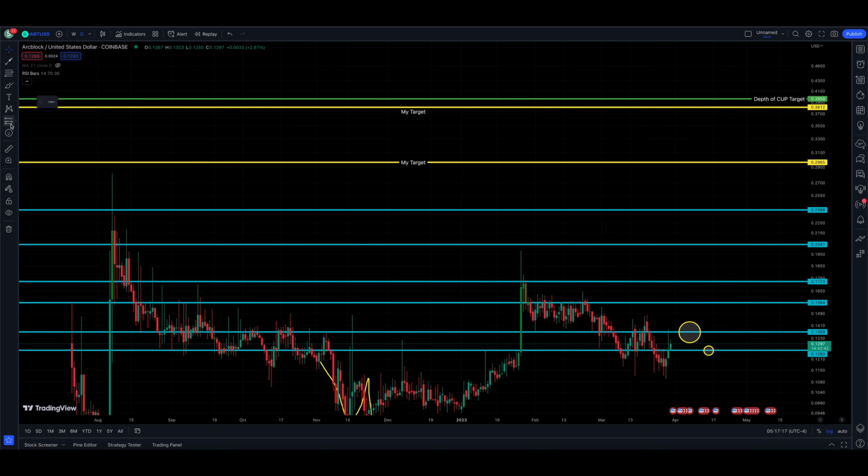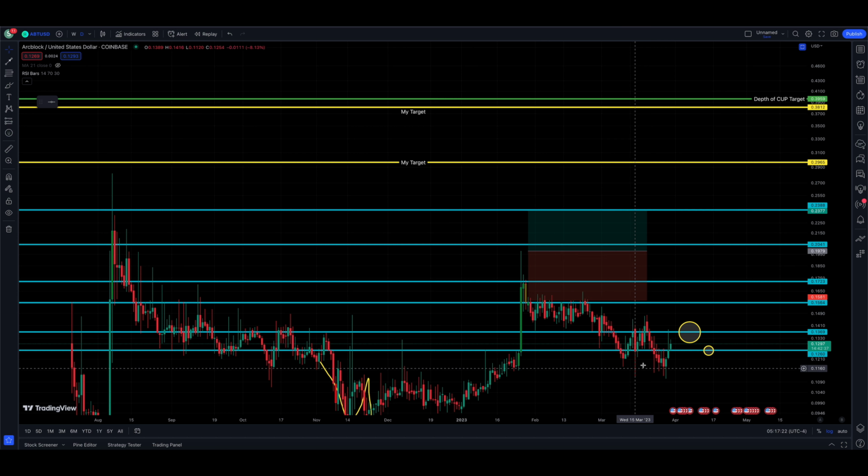If we throw the Fibonacci's up here to our most recent high, which is roughly there. That's the wrong tool. Let me get the correct tool.